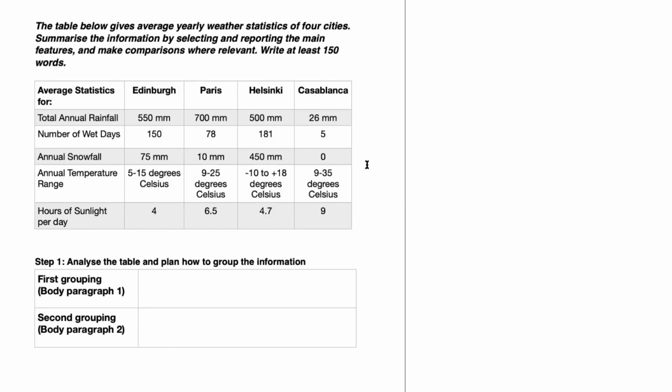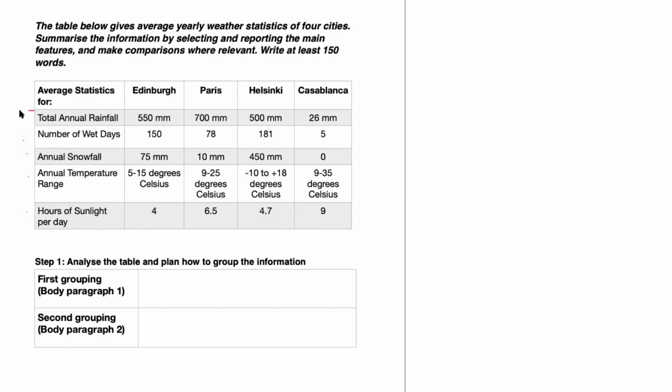So first, it's important to look at this first column here. This shows the categories of information. So we see there are 5 categories. We've got total annual rainfall, number of wet days, annual snowfall, annual temperature range, and hours of sunlight per day. We need to see if these categories have anything in common so that we can group them together. This is the first thing you should be looking at. What do these categories have in common?